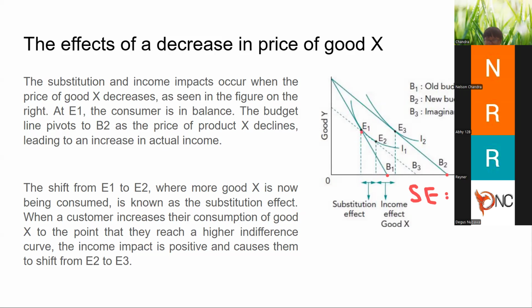That's a substitution effect. Why would the substitution effect move to the right? The main reason is that because there is a decrease in the price of good X, people will for sure consume more of good X compared to good Y because they are going to substitute to the cheaper goods always. As for the income effect, it will be from E2 to E3.